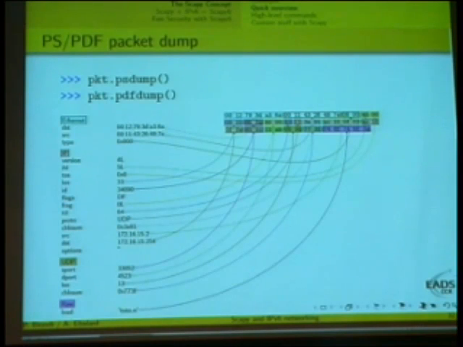There are other methods, for example, the PS dump or PDF dump that will give you an exploded view of the packet, and you can see the way it is assembled. This is very cool to put into a report if you found a packet that crashes a box. It's cool to see how a packet is dissected, or if you need to teach some network stuff.